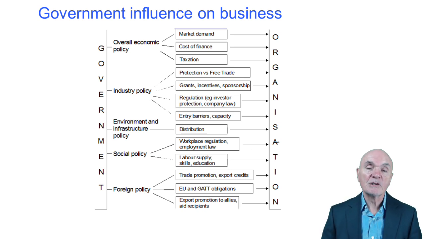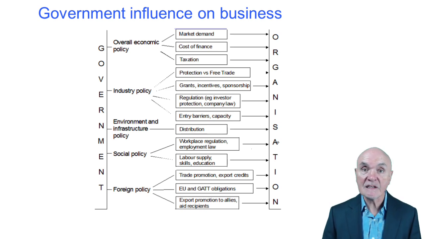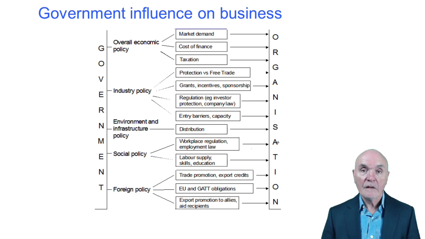Regulation. How easy is it, for example, to set up a business? And in the UK, it's pretty easy to set up a business. You just register a company with Companies House, and you're really ready to go. Entry barriers, capacity. Sometimes the government will limit the number of businesses of a particular sort which it wants to be set up. So the government could, if it wanted to, say we have enough television channels at the moment, and we're not going to allow another television channel for whatever reason until maybe one of these ones goes out of business.